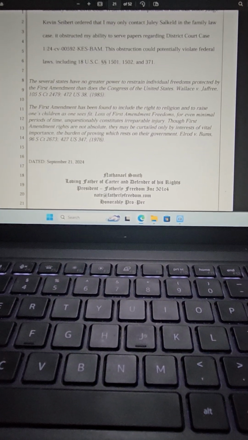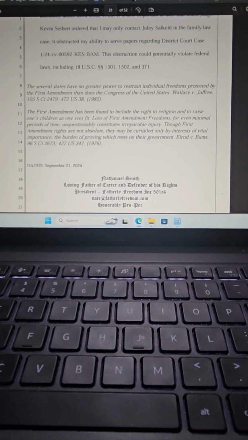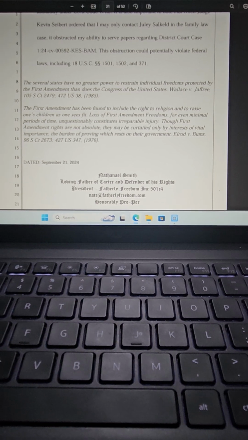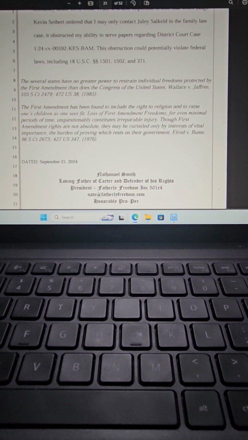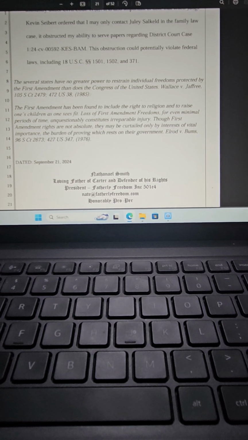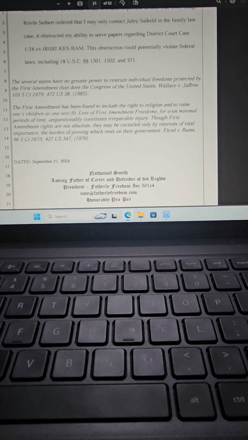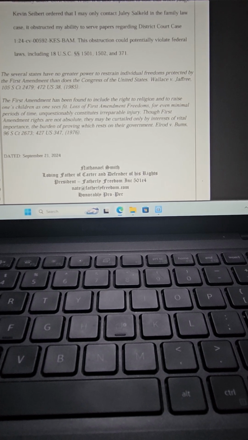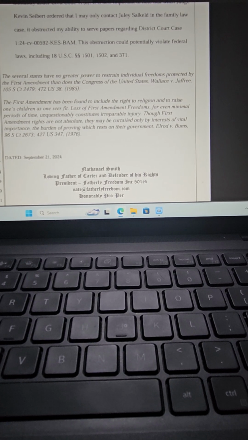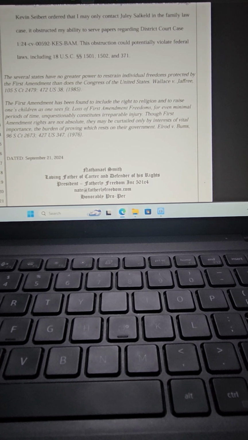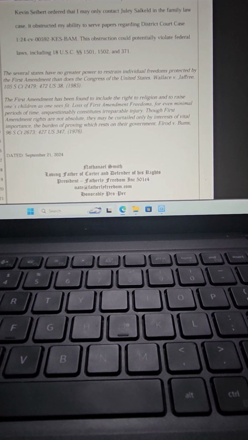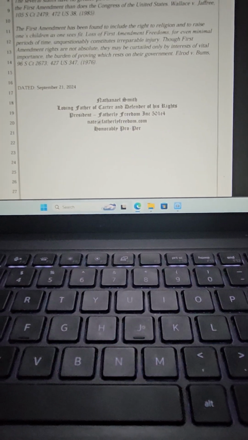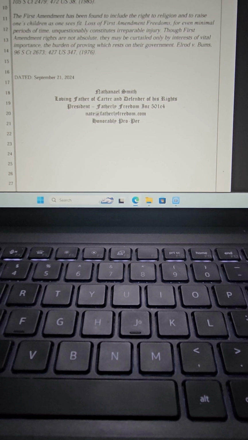It says, the several states have no greater power to restrain individual freedoms protected by the First Amendment than does Congress of the United States, Wallace v. Jeffrey. The First Amendment has been found to include the right to religion, the right to raise one's children as one sees fit. Loss of First Amendment freedoms for even minimal periods of time unquestionably constitutes irreparable injury. Though First Amendment rights are not absolute, they may be curtailed only by interests of vital importance, the burden of proving which rests on the government. Elrod v. Burns. Then I put my signature at the end, dated September 21st, 2024.